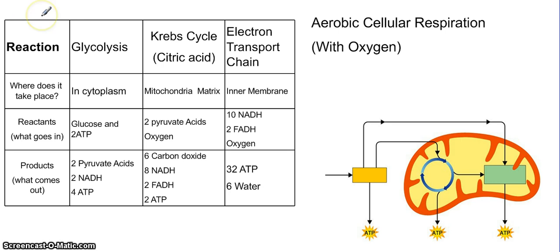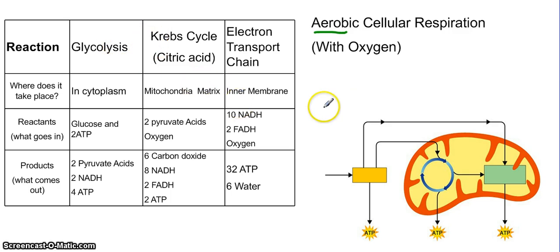Our next reaction we look at is aerobic cellular respiration. Now we're going to have to differentiate because aerobic is going to be with oxygen. I'm going to talk about anaerobic a little bit later. Aerobic cellular respiration is broken down into 3 reactions. The first reaction being glycolysis.